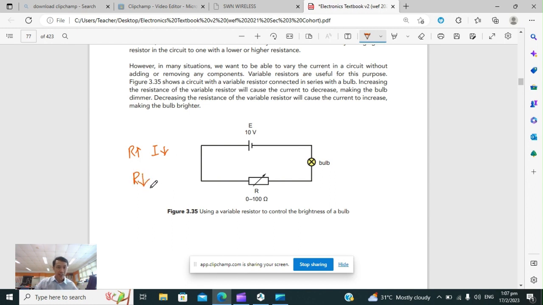When we decrease the resistance, the current increases. And when the current increases, the bulb gets brighter. Okay, so remember this relationship over here between resistance and current.